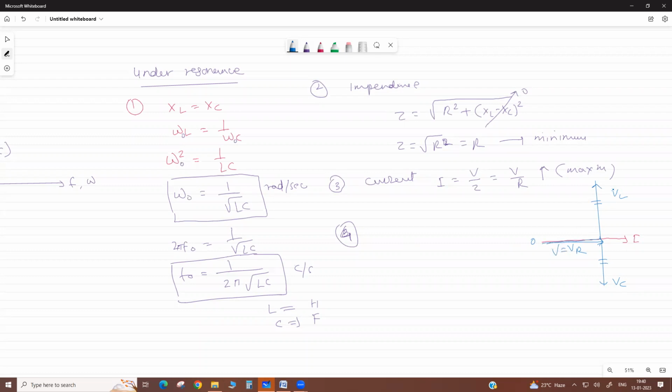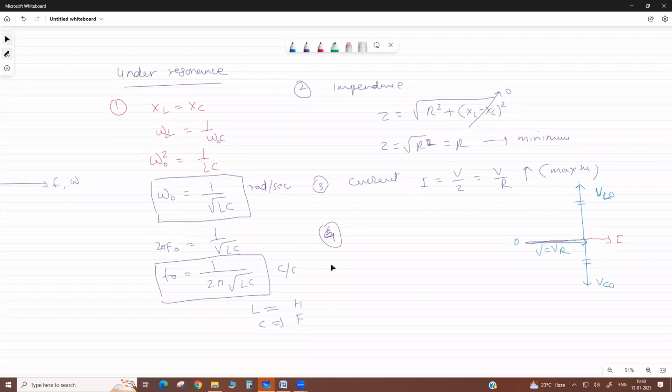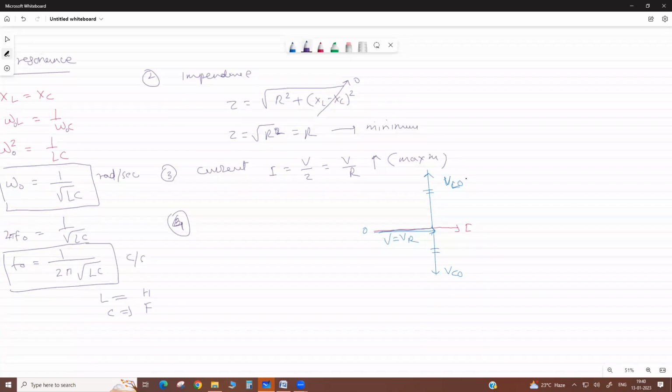But this voltage is not 0. There is VL naught and VC naught, the magnification of voltage across L and C. Actually, it is I naught XL and I naught XC. That is a large value but opposite. They cancel each other. Equal and opposite.